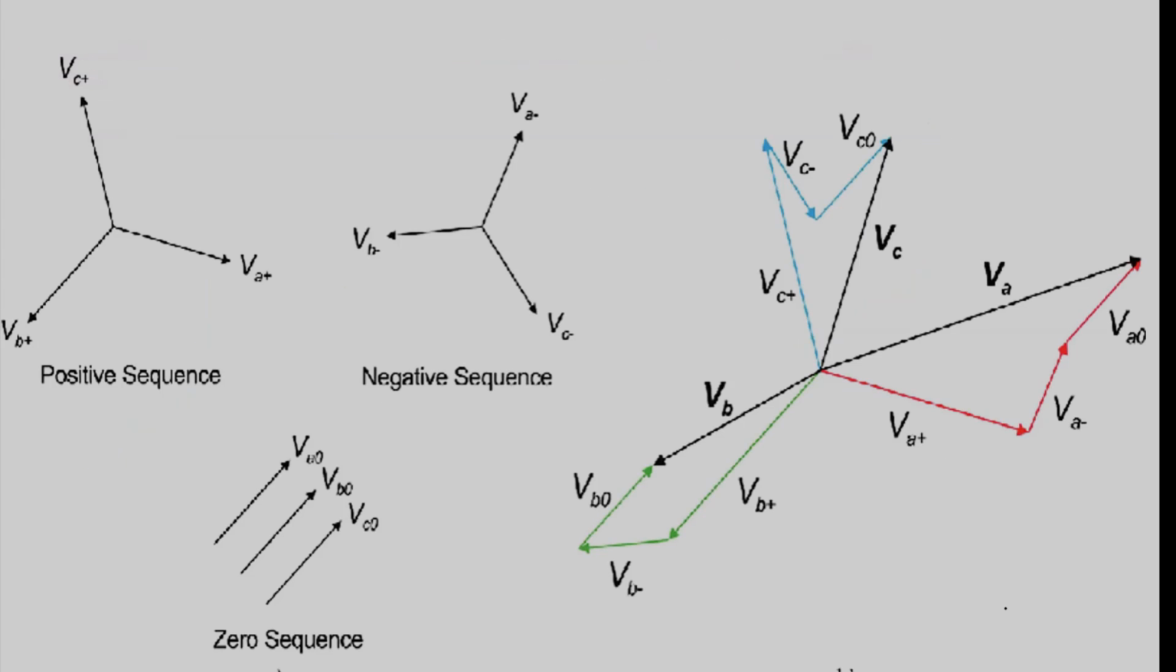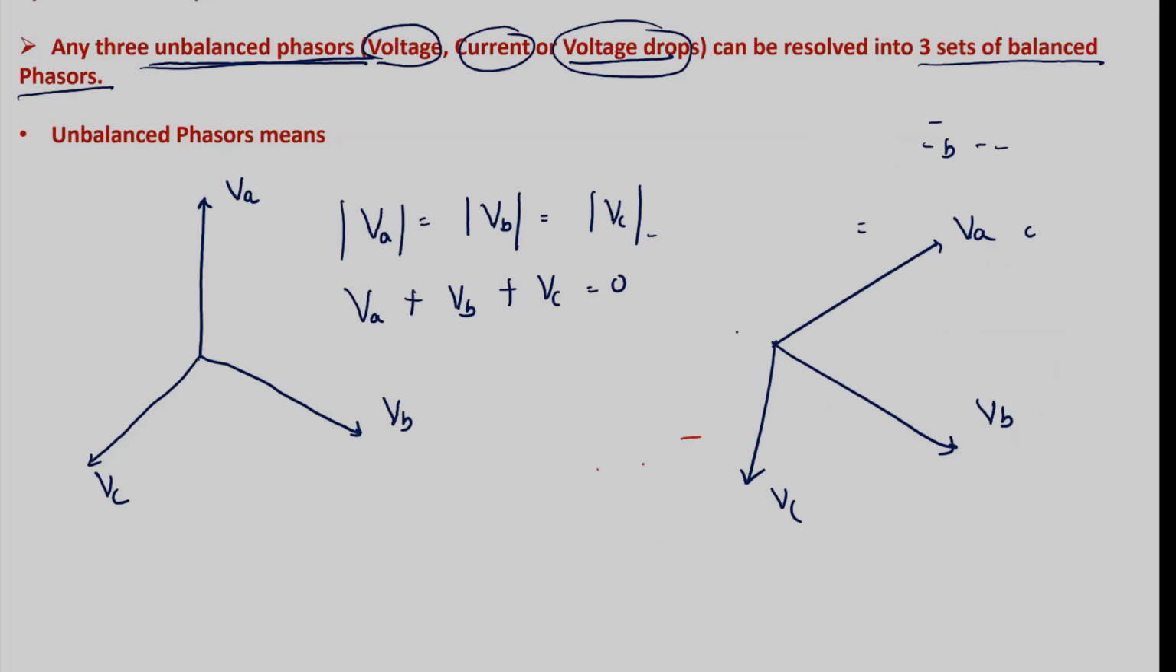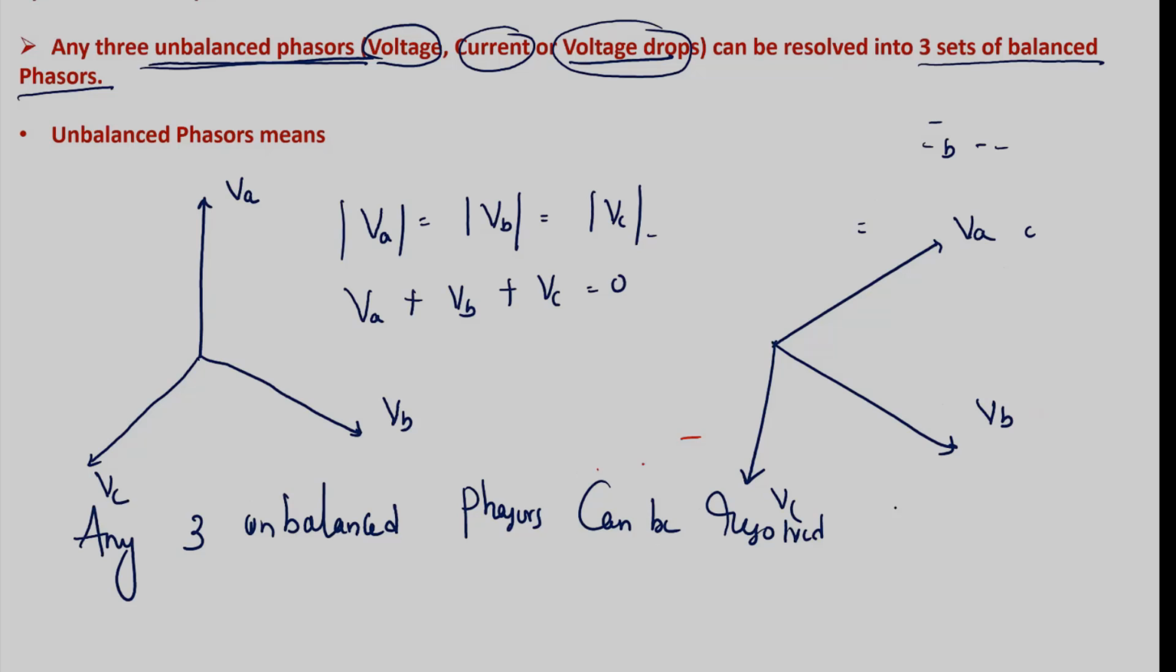Now, what this concept tells is that any three unbalanced phasors can be resolved into three sets of balanced phasors.